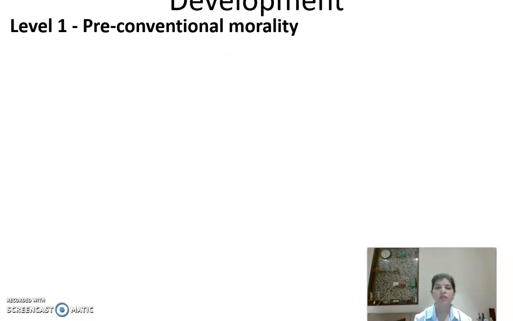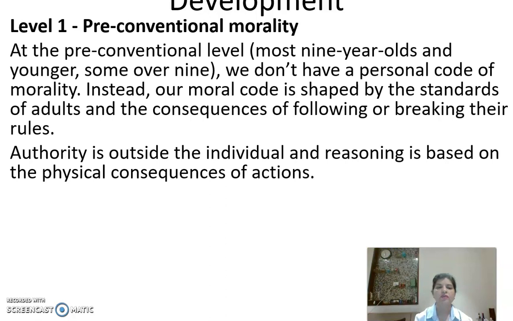On the basis of the responses that he got, he identified the stages of moral development in 3 levels. Level 1, pre-conventional morality, wherein most 9-year-olds and younger, and some over 9, fall. We don't have a personal code of morality. Instead, our moral code is shaped by the standards of adults and the consequences of following or breaking their rules. So authority is outside the individual, and reasoning is based on the physical consequences of actions.